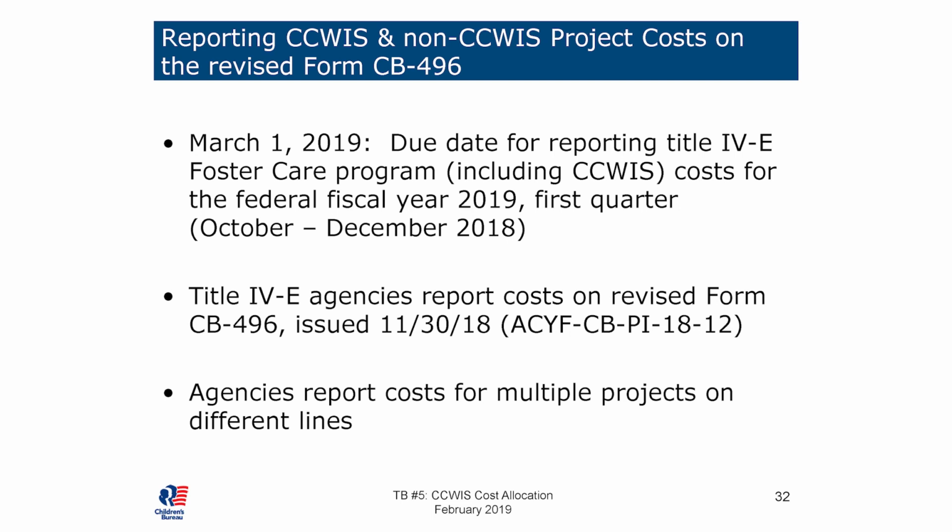We will continue with the example and demonstrate how to use the automated function checklist to develop your CCWIS cost allocation plan in the second part of this webinar in 2 weeks. But right now, we want to switch gears and jump ahead and provide some guidance on reporting those allocated costs on the revised Form CB-496, which was issued on November 30th, 2018, with the program instruction number listed on your screen. We have the link for this PI at the end of the presentation.